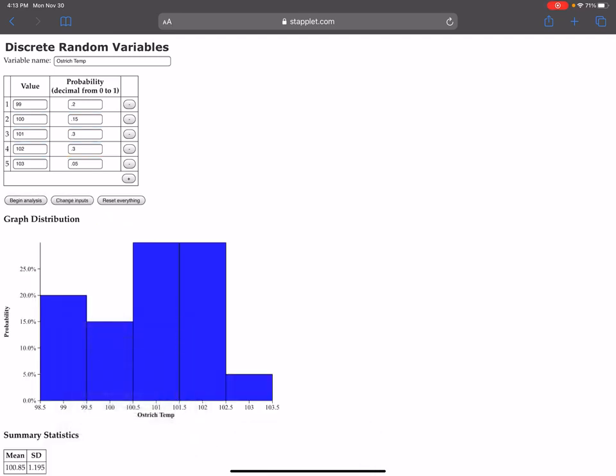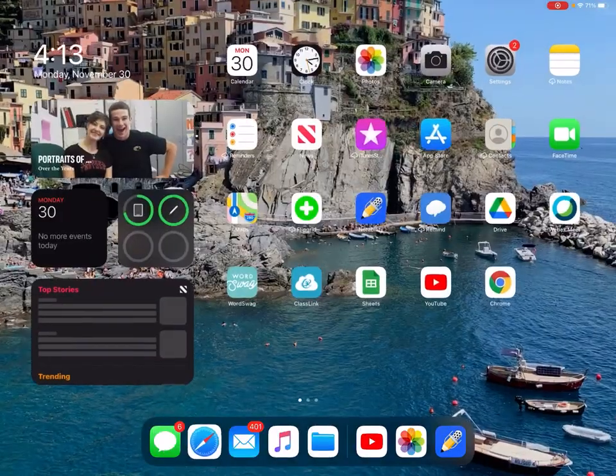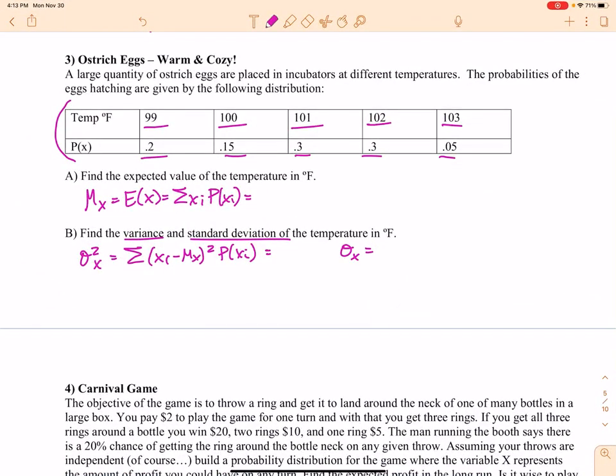Okay. So there's my mean and standard deviation. You will have to calculate the variance by squaring the standard deviation, but that shouldn't be a big deal. So I'm going to go back to my notes here. And my mean is 100.85, and this is in degrees Fahrenheit. And then my standard deviation is 1.19, I think that's what it was. And then my variance, of course, when I square that, 1.4275, something like that. Okay, so we've done this several times now. I'm sure you've gotten the hang of it.